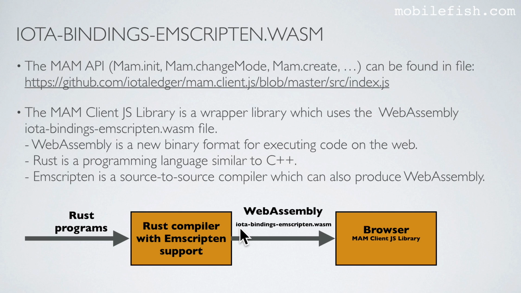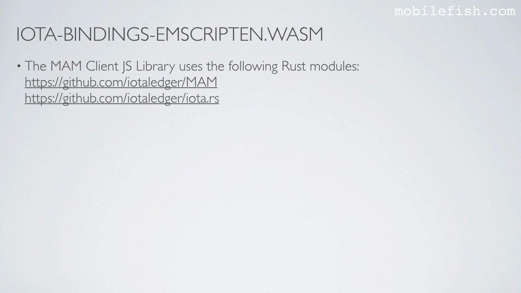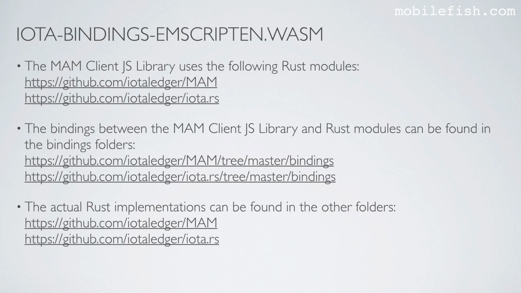In this example, the iota-bindings-emscripten.webassembly file. The MEM client.js library uses this WebAssembly file and can be run in a browser. The MEM client.js library uses the following Rust modules. These two Rust modules. The bindings between the MEM client.js library and the Rust modules can be found in the bindings folders. These binding folders. The actual Rust implementations can be found in the other folders.